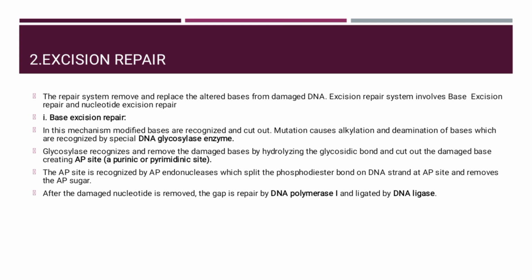Glycosylase recognizes and removes the damaged bases by hydrolyzing the glycosidic bond and cutting out the damaged base, creating an AP site, that is an apurinic or apyrimidinic site. The AP site is recognized by AP endonucleases, which split the phosphodiester bond on the DNA strand at the AP site and remove the AP sugar. After that, the damaged nucleotide is removed. The gap is repaired by DNA polymerase 1 and ligated by DNA ligase.